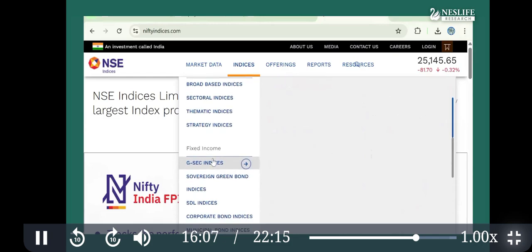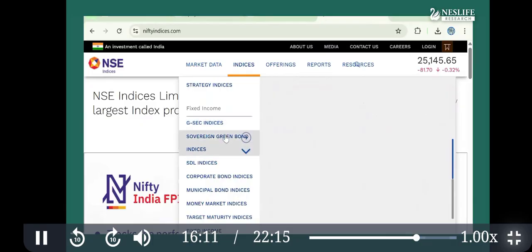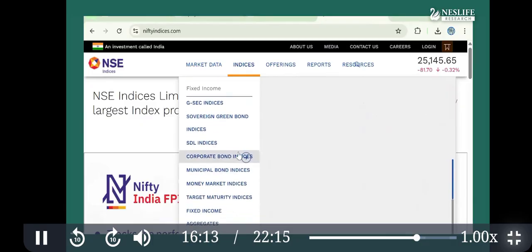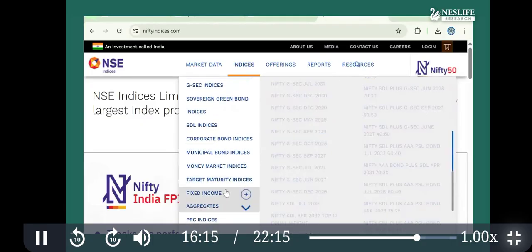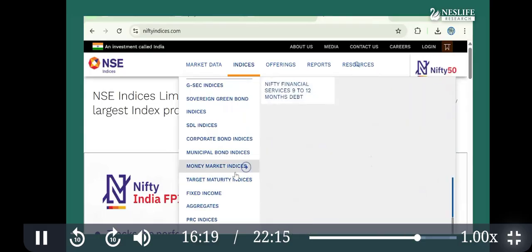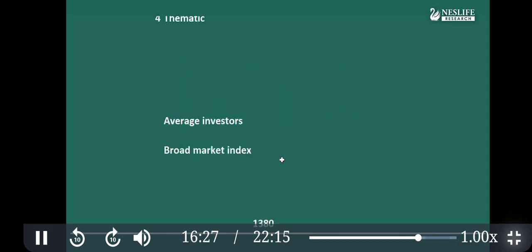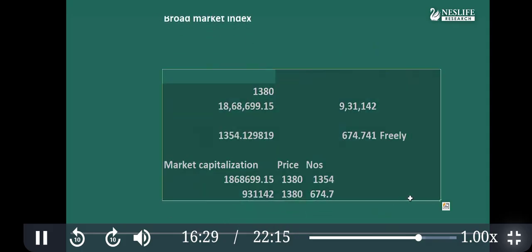Again, then there are debt indices. You can see government security index, SGB index, corporate index. So many indices created. As I said, there are hundreds of indices, at least 200. Now you will get confused. So we wanted to make investing simple, and here life has become complicated again. So you should not worry.